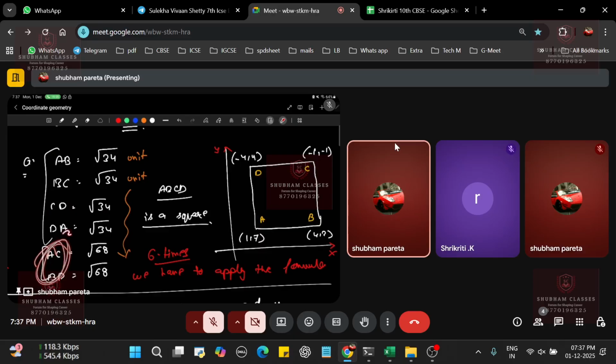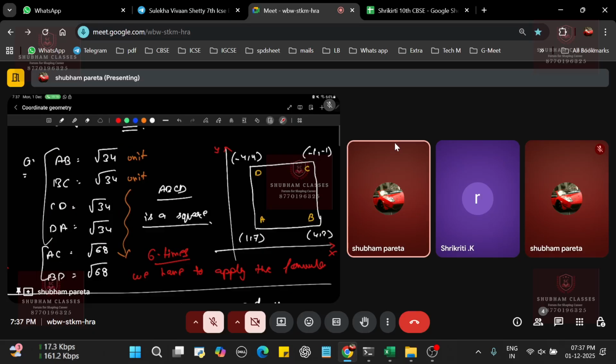So in the AC and BD, you have under root 68, under root 68. Okay, if it is verified, if all the four sides are equal, the two diagonals are also equal, then we can give the conclusion that ABCD is nothing but what? It is a square. Okay.